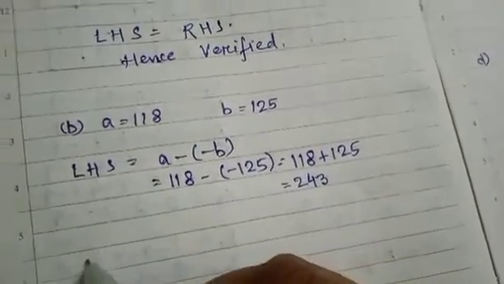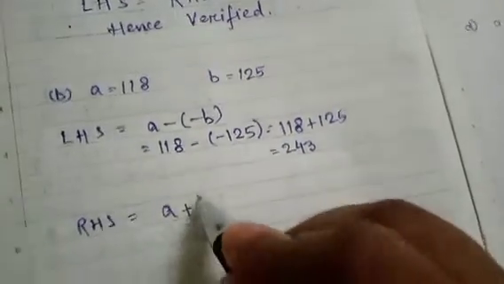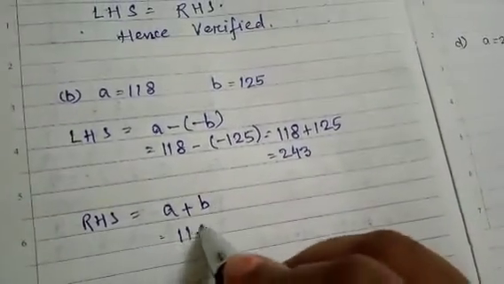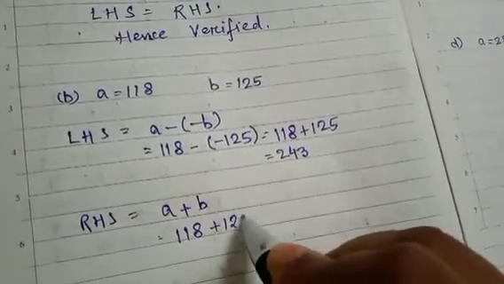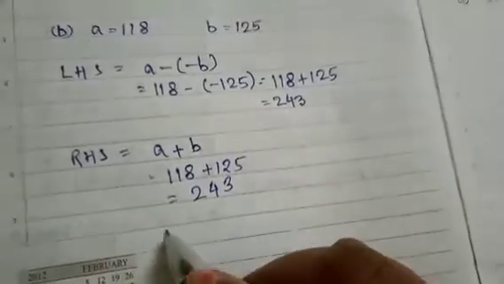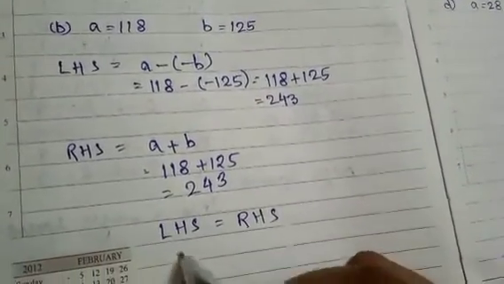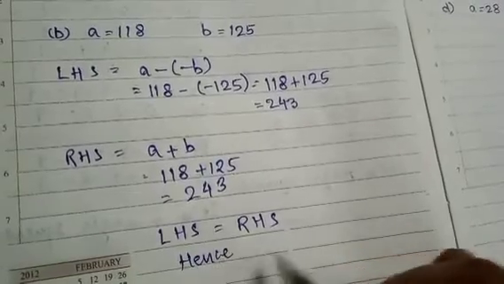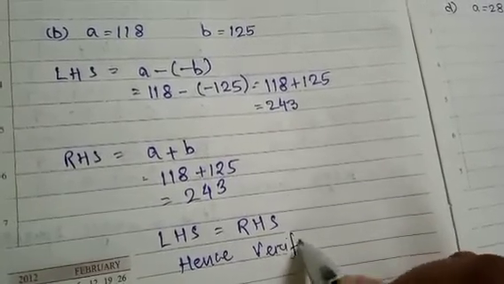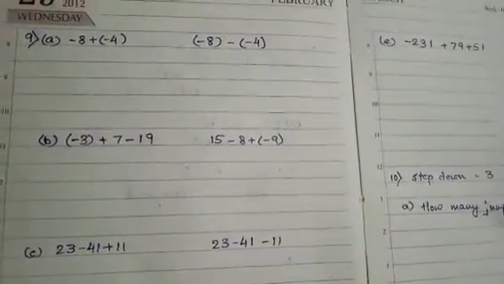Next, RHS. RHS is equal to a plus b. That is equal to 118 plus 125. That is equal to 243. Again write LHS is equal to RHS. Hence verified. Okay. Next, question number 9.